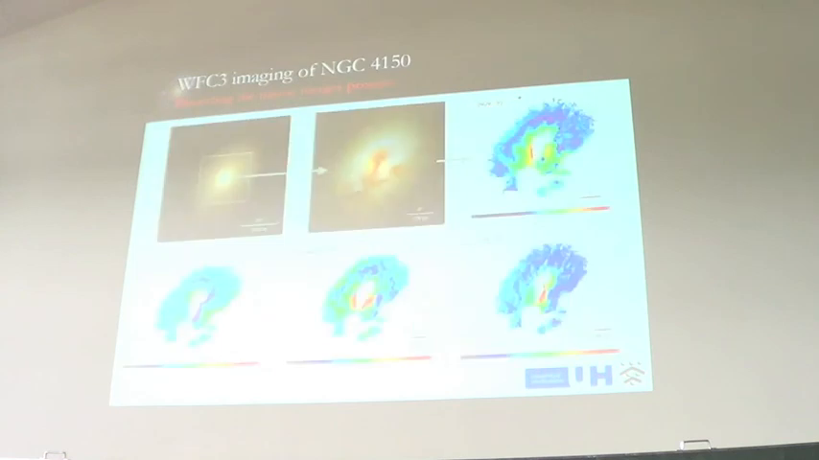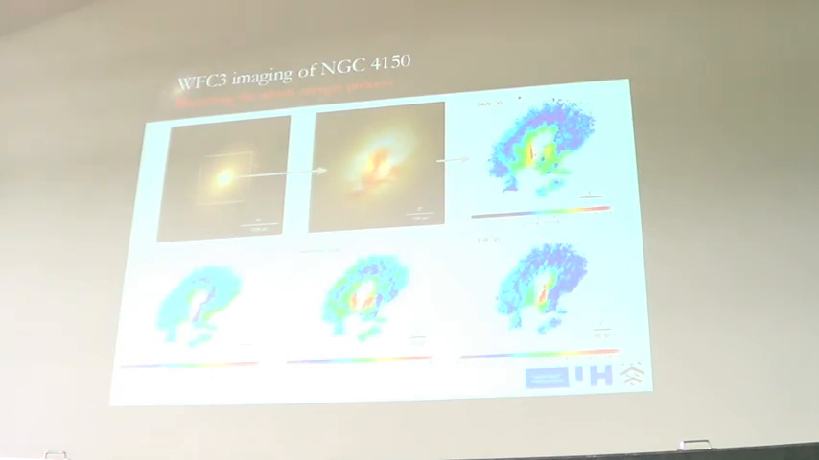Let me show you very quickly. This is what your typical early type would look like if you had a minor merger. This is a study we did a few years ago, Crockett et al., 2011. This is WFC3 imaging of NGC 4150, which is a smallish galaxy, but it has a kinematically decoupled core, which has young stars.